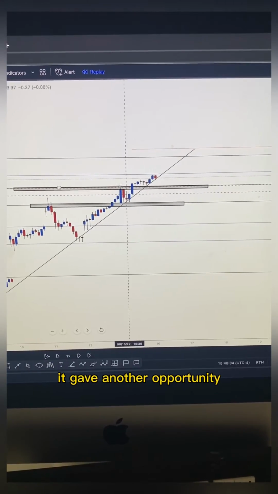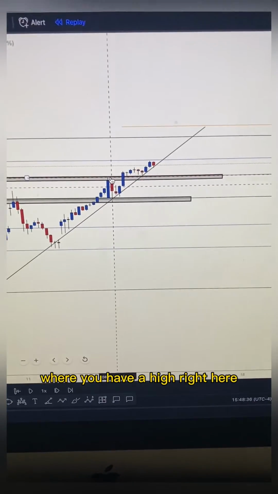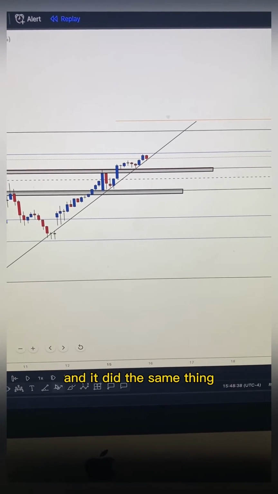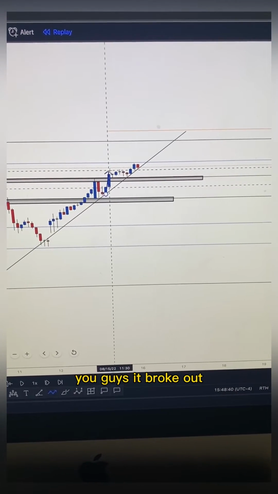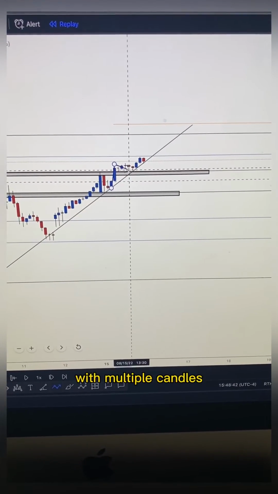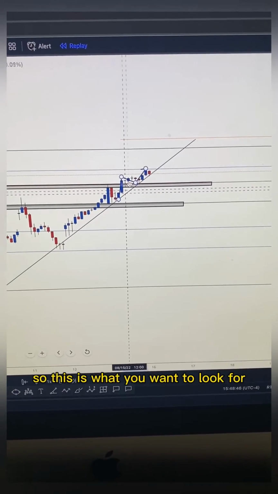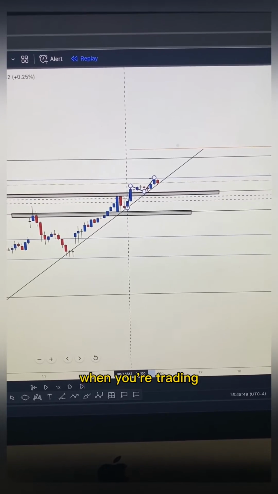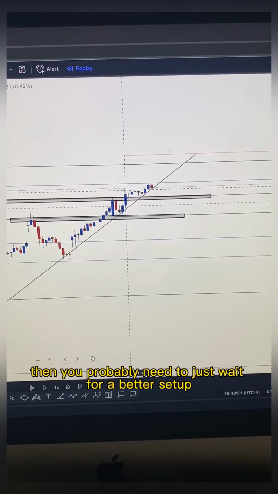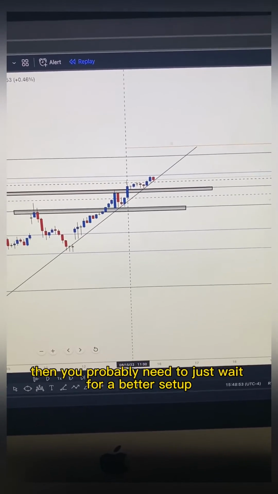It gave another opportunity where you have a high right here, and it did the same thing, you guys. It broke up, it landed on top with multiple candles, and attempted to push up to the next level. So this is what you want to look for when you're trading. If you don't see that, then you probably need to just wait for a better setup.